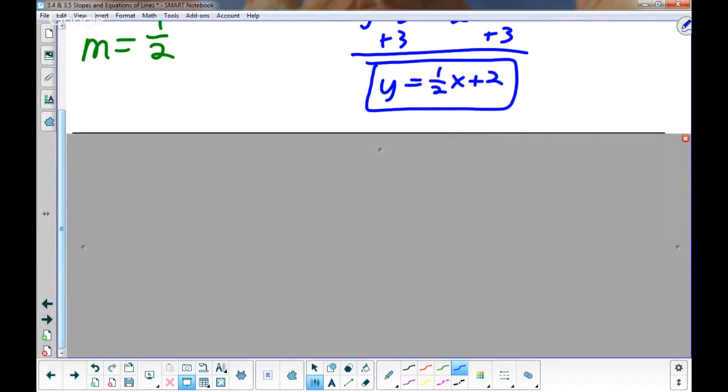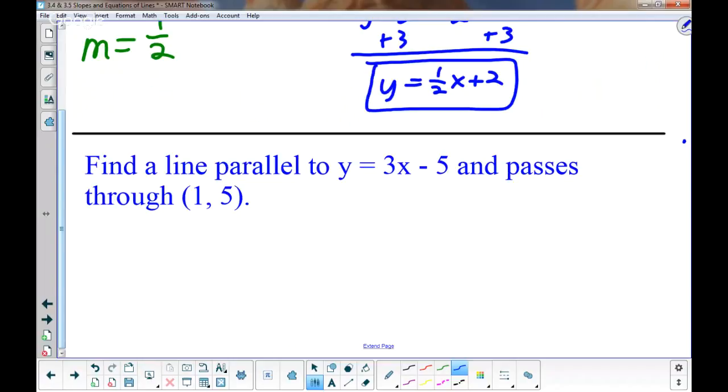So let's look at the next one here. The next one tells us that we want to find a line parallel to y equals 3x minus 5 and pass through the point (1, 5). So again, we have our point. Here's my x1 and y1. And then my slope. Well, since we're parallel, my slope has to be the same. So my slope is 3.